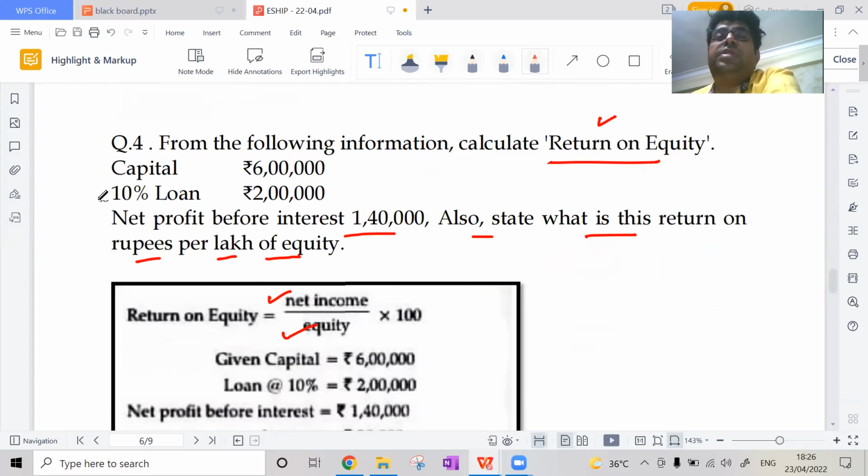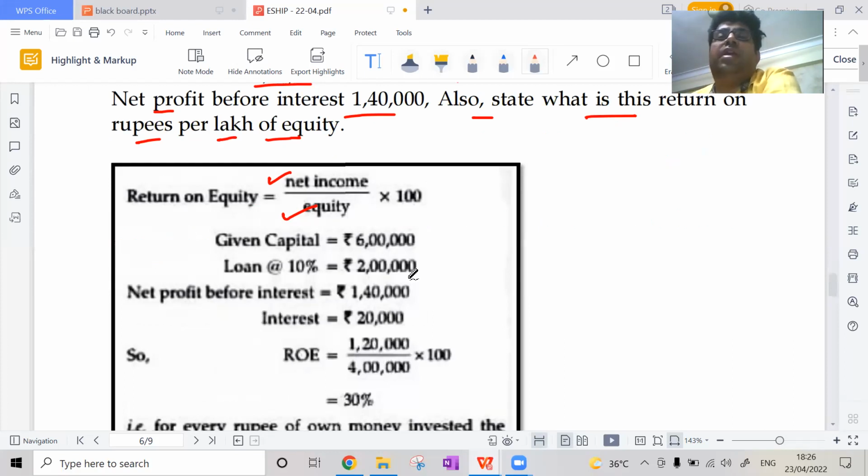Now, beta, here 10% loan is also given. Now, they have given net profit before interest. So, what will be the interest? It will be 2 lakh multiplied by 10%. You can straight away see there. So your interest amount will be how much, beta? Interest amount will be 20,000. So my net profit was 1,40,000. After that, I have deducted the interest. So overall ROI will be how much?